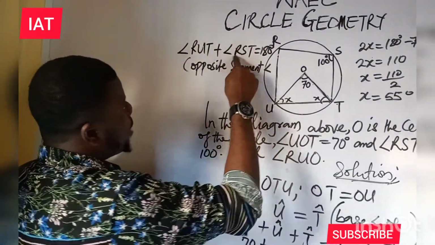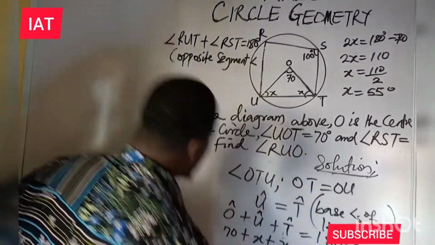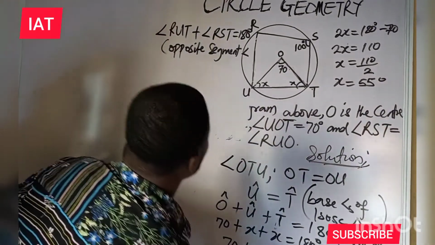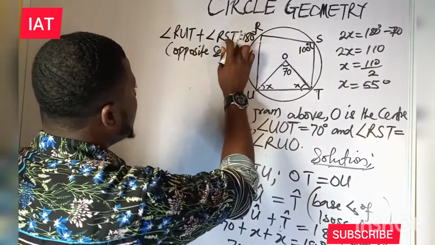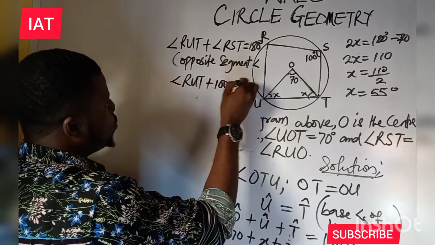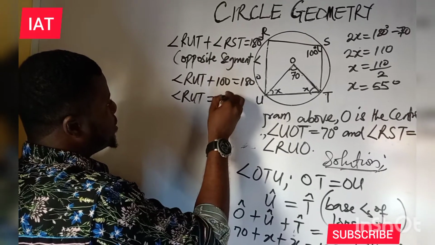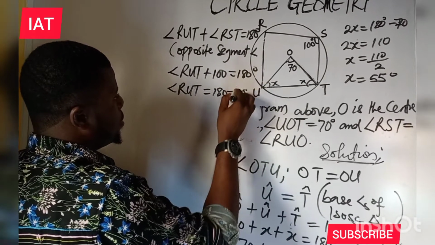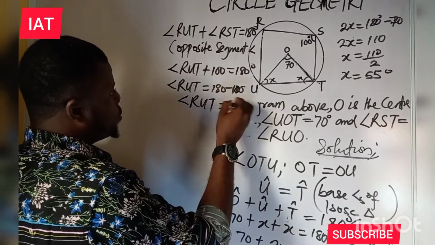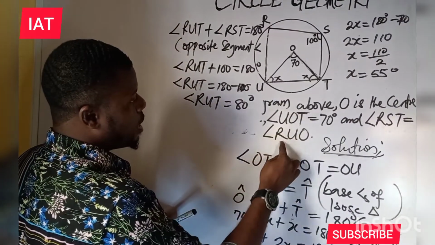So what is this angle RST? RST is 100. So that means, let's remove this part so that we can have the full solution. At this point we have angle ROUT plus 100 equal to 180 degrees. Angle ROUT will equal 180 minus 100. So by the time you subtract this, we see that angle ROUT will equal 80 degrees. But what we are asked to find is angle ROU.